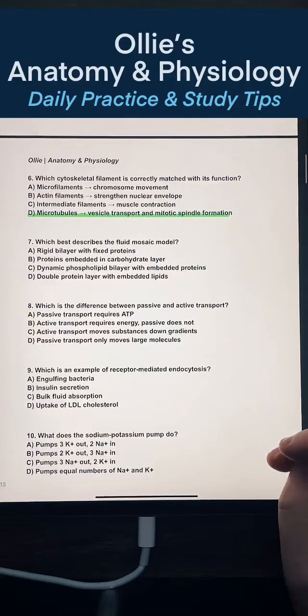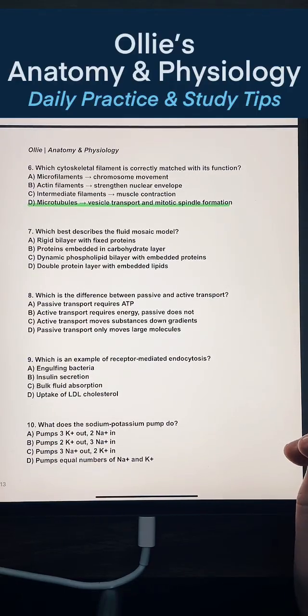Number 7, which is going to best describe the fluid mosaic model? A, B, C, or D? What do you guys think?